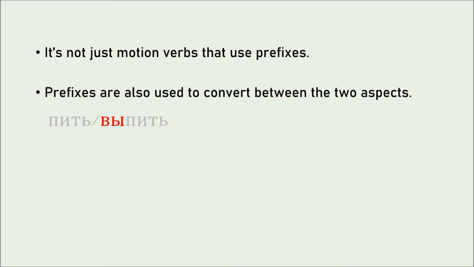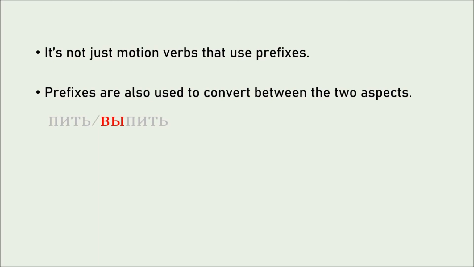Now, вы, as we've seen already, generally conveys some kind of movement outwards. Now, how can you be drinking outwards? Spitting? Probably not. Выпить actually means to drink up. So it's the perfective of пить. So you have a vessel full of liquid and you drink all of the liquid in that bottle or cup or whatever it is. That is выпить.